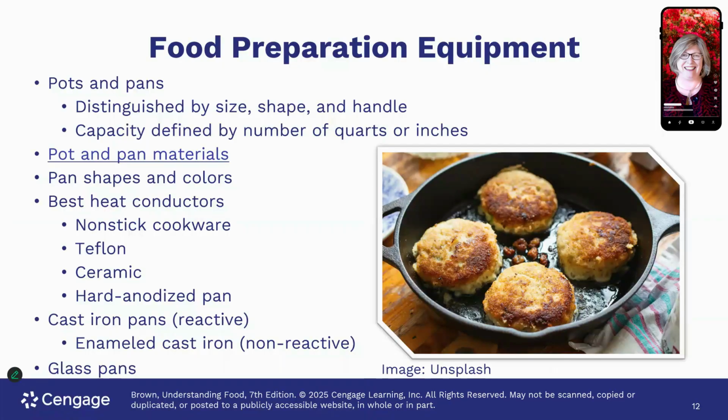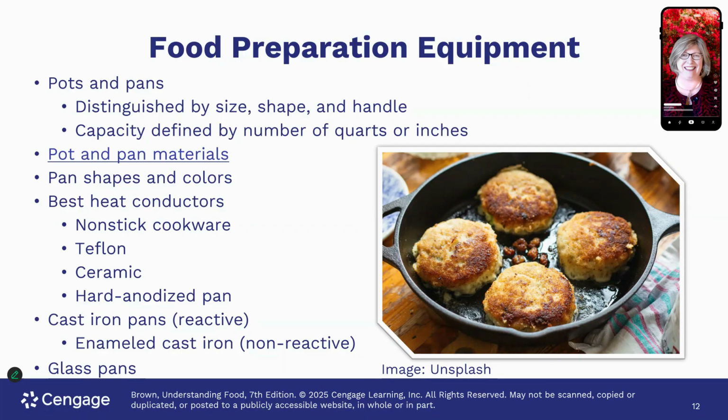Pots and pans can be distinguished by size, shape, and handles. Pots generally have 2 handles so that you can carry them from the sink where you're maybe getting water over to the stove or other places you need to carry it. And they're generally bigger so that it takes 2 hands to carry them. They can come in 2 quart, 4 quart, 6 quart, any number of sizes.